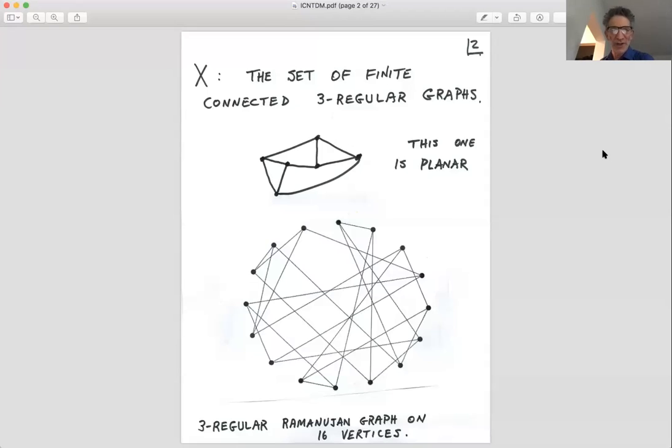I will talk only about 3 regular graphs. So this is the only way I communicate with you other than talking and the slides and this cursor, which I hope you see. So 3 regular, every vertex has 3 edges coming out of it. All graphs are finite, connected. They may or may not be planar. This one's planar, this one's not. The second one is what's called a Ramanujan graph, and obviously I'm going to spend a little bit of time on Ramanujan, so I'll explain that in a second. A very desired graph from many points of view.